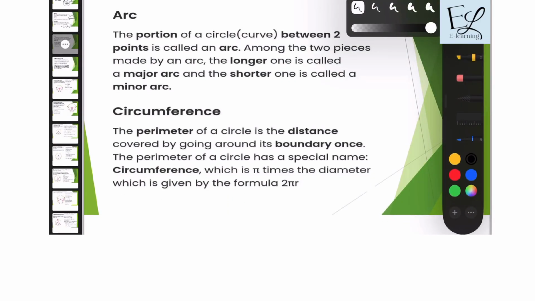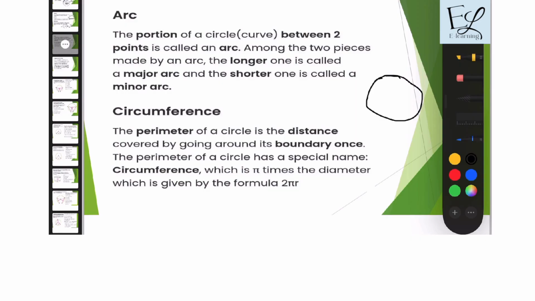Next is arc. The portion of a circle between two points is called an arc. The curved part, that means this one. If I name this point A and this point B, then AB is your arc, right? Now look at this. This is the minor arc because the length is shorter than this part, which is the longer part. This is the major arc and this is the minor arc.